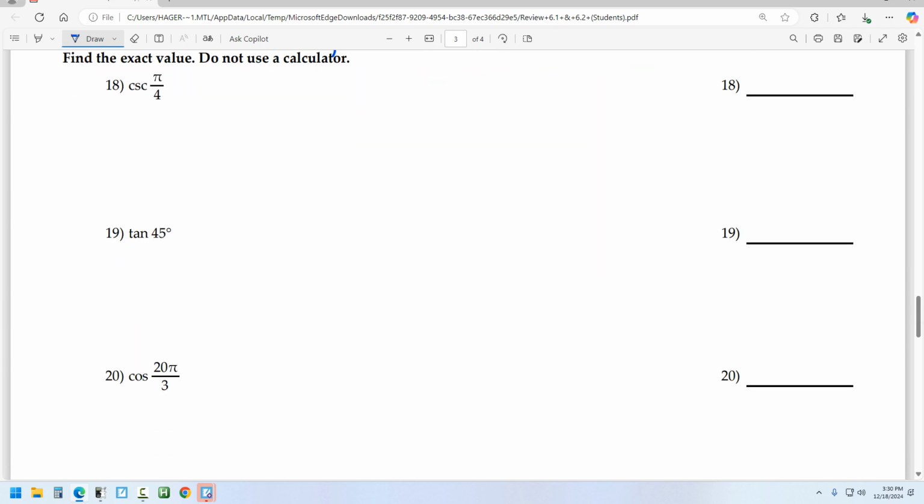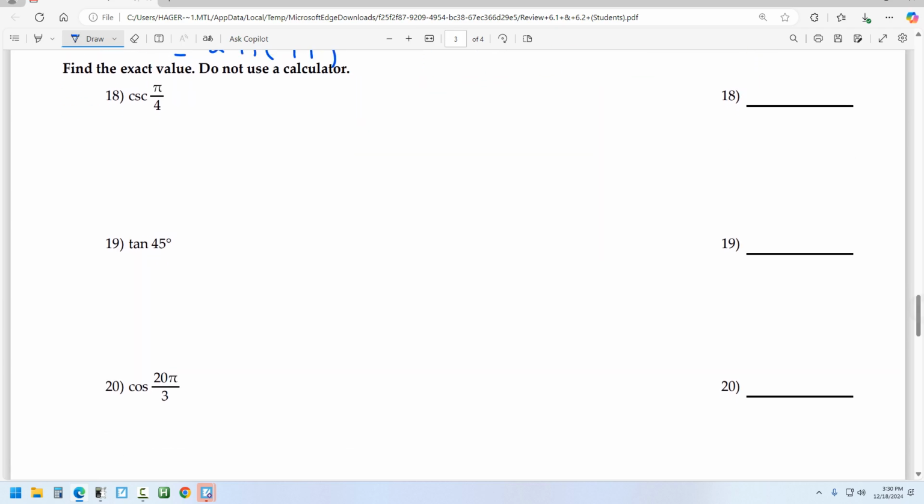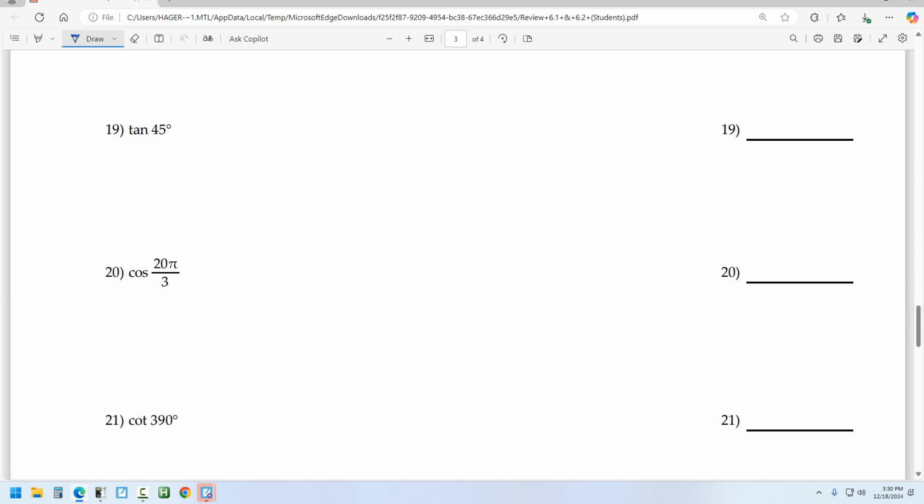Let's look at, say, how about out of 18, 19, and 20, which one do you want to try? 20. Okay. So that's the cosine of 20 pi over 3. When we want to do unit circle trig, what is it that we ultimately need to figure out? We want to find the coordinate? We've got to get the coordinate, yes.